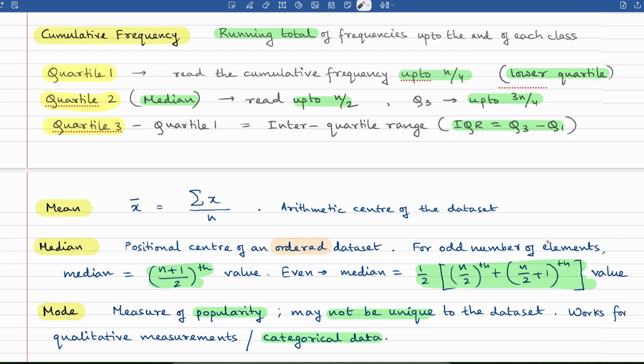Mode is the measure of popularity of an element in the data set. It may not be unique to the data set. That means there can be multiple modes. Now median and mean work for numbers only, but mode can work for qualitative measurements or categorical data.